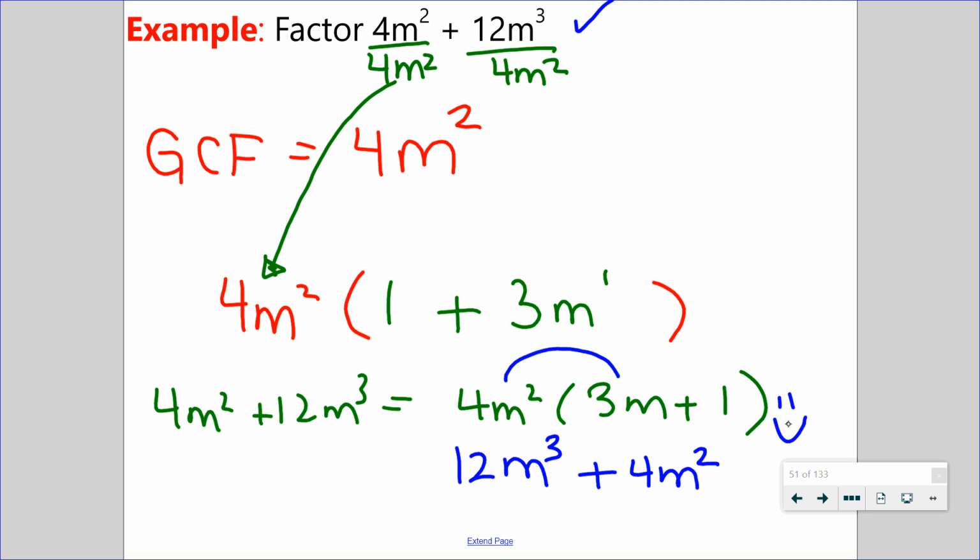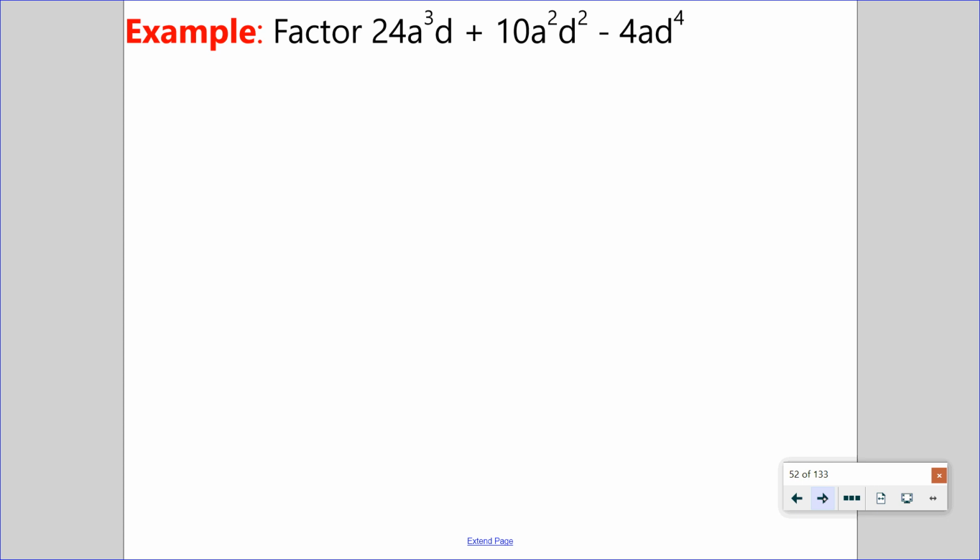Okay, let's try another one. So again, we're going to look at our numbers first. So 24, 10, and 4. Just ignore the negative for right now. What's the greatest common factor? The biggest number that goes into all of those? Well, that's 2. 2 goes into all of them.